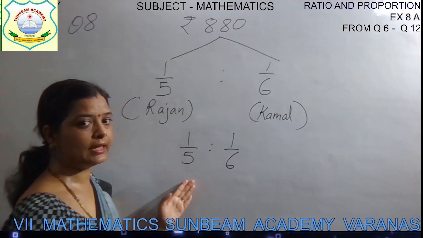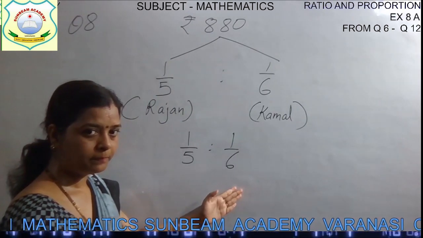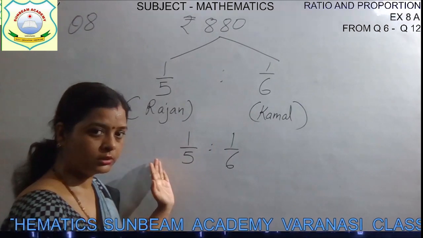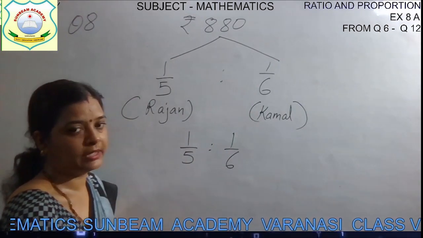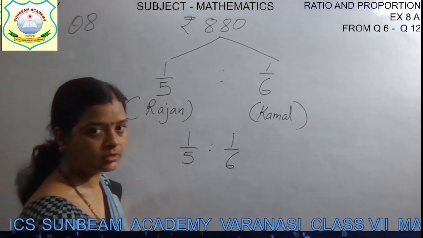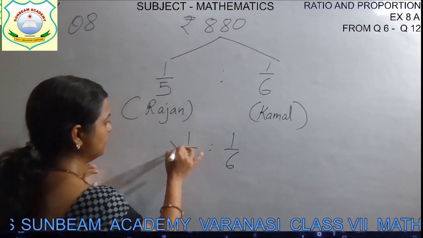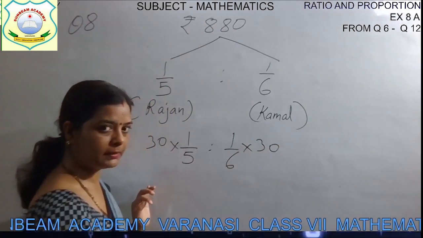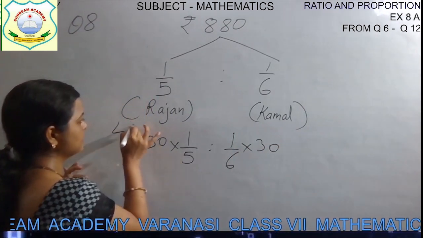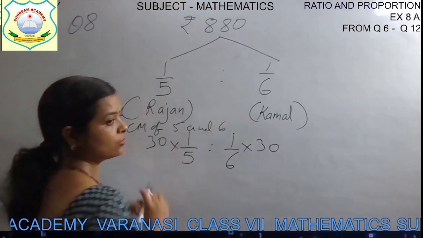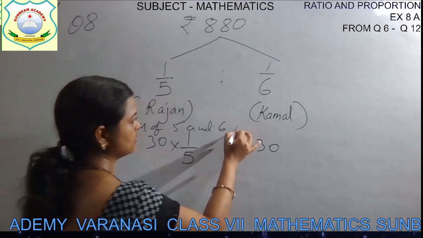We used to take the LCM of their denominator. Then we will multiply the LCM to both, and then we can simplify it further. So LCM of 5 and 6 is 30. Okay. Now multiply 30 on both sides. LCM of 5 and 6 is 30.